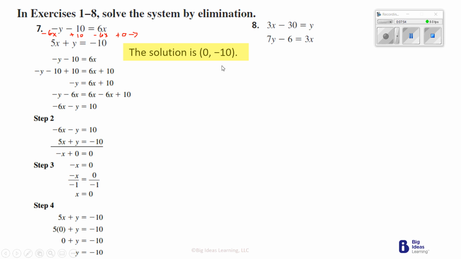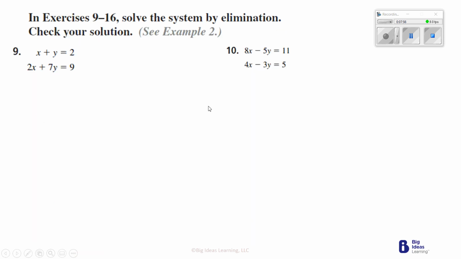Number 8 is for you to do. I'm going to go ahead and work on number 9. Number 9 says I've got x plus y equals 2, 2x plus 7y equals 9. Now this time you're going to notice we don't have anything over here. I've got one or two ways I can do this. I can divide all this by 2, or I could simply multiply everything over here by 2. And this will make an equivalent equation.